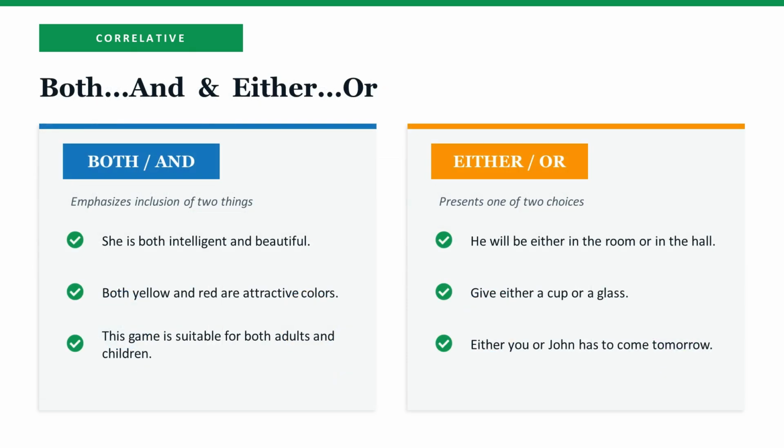Let us look at the first correlative pair. Both and. This pair is used to emphasize the inclusion of two things. For example, she is both intelligent and beautiful.